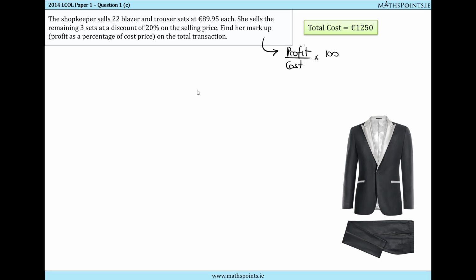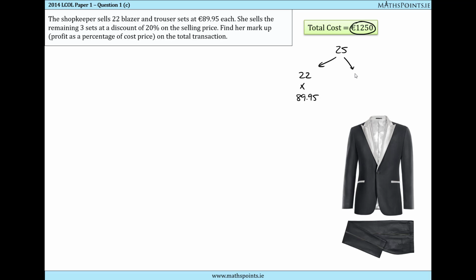So what are we going to need to do in this question? Well, we have the cost price from earlier, that's €1,250, and so that's going to go on the bottom of the fraction. We need to work out the total profit that the shopkeeper made for selling all of these sets. And what we need to do is divide it into 2. So we know that originally there was 25 sets of trousers and blazer. 22 of the sets were sold at €89.95. So we can multiply 22 by €89.95.